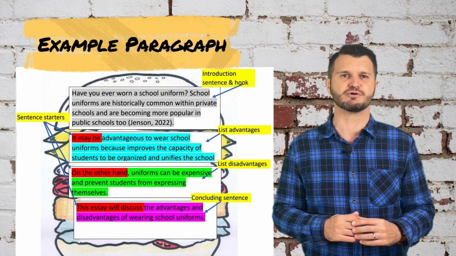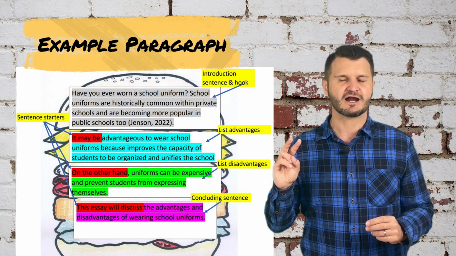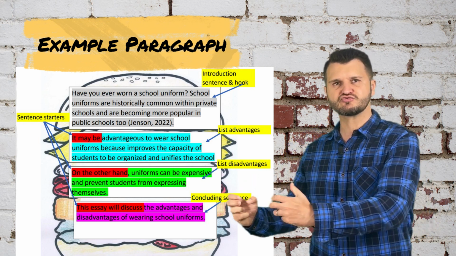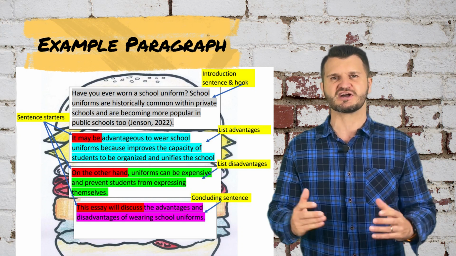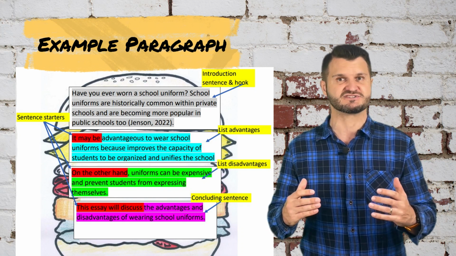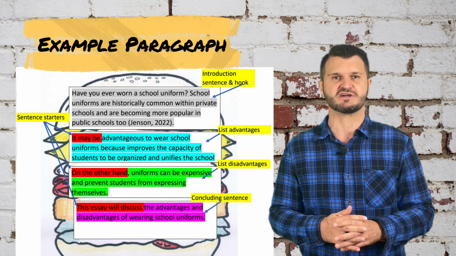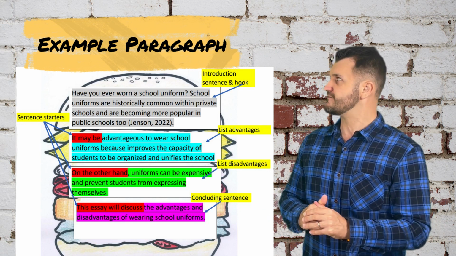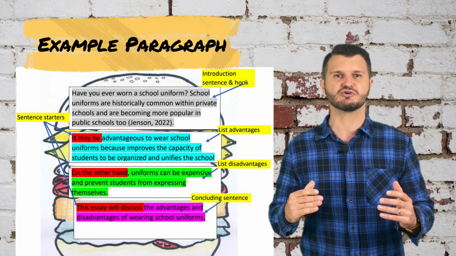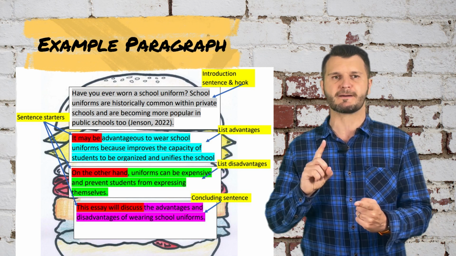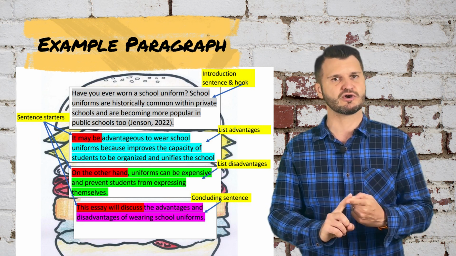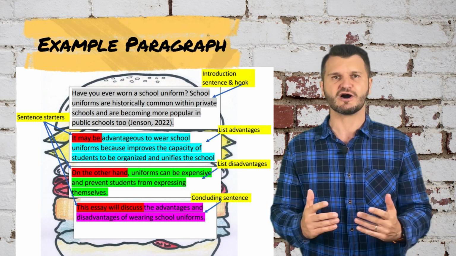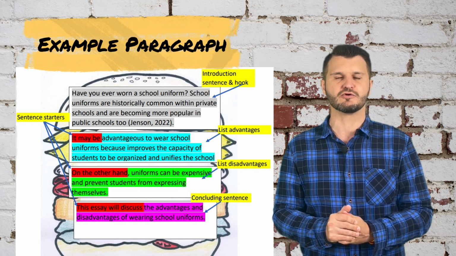Then you can see in blue here, we've listed a couple of reasons that we've drawn out of that Scales of Justice planner, the advantages we're going to discuss in the body. So we've got, it may be advantageous to wear school uniforms because it improves the capacity of students to be organized and unifies the school as a collective group.